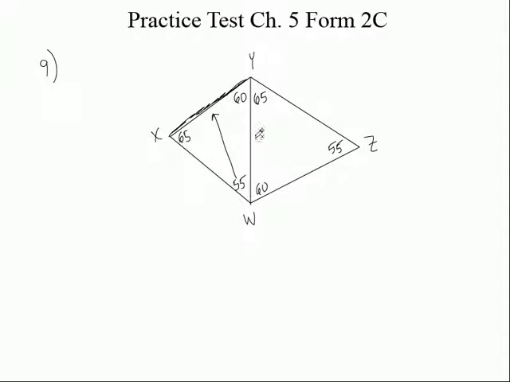Let's go to this triangle right here, and let's find the shortest side on this right triangle, YWZ. So we've got 65, 60, and 55 again, don't we? All right. So 55 is smaller. Where do we look? Opposite.